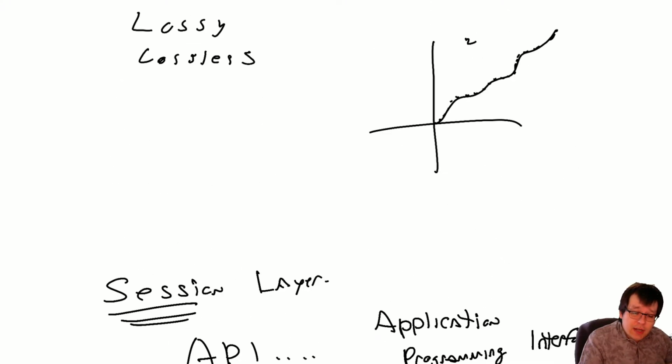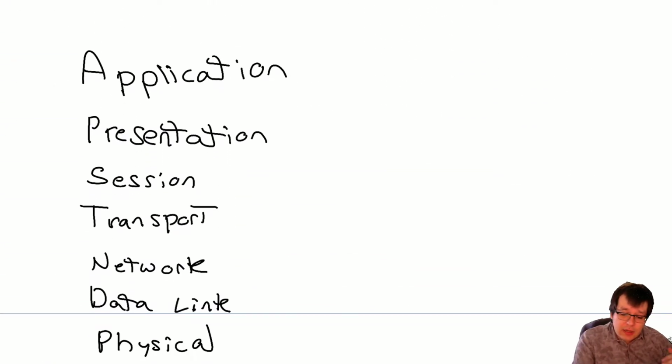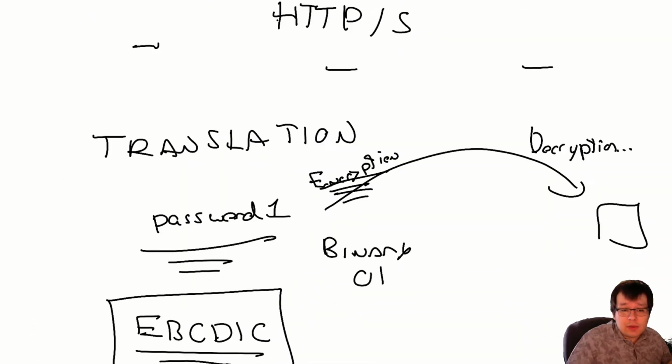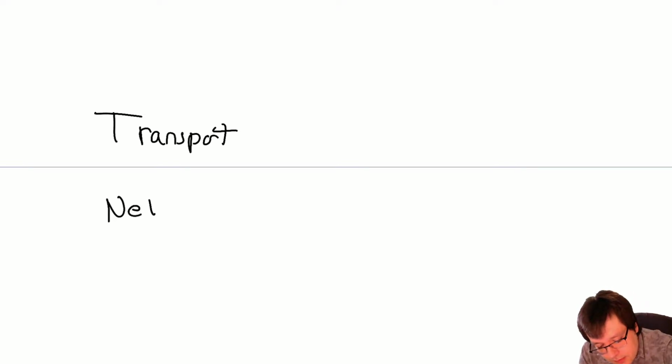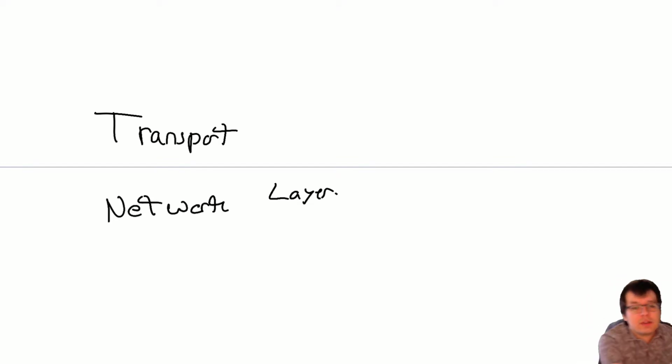From there, you have the next two layers. I'll talk about them. They're very similar, but they are their own layers, and that's the transport and the network layer. Okay, so we have transport and network layer.